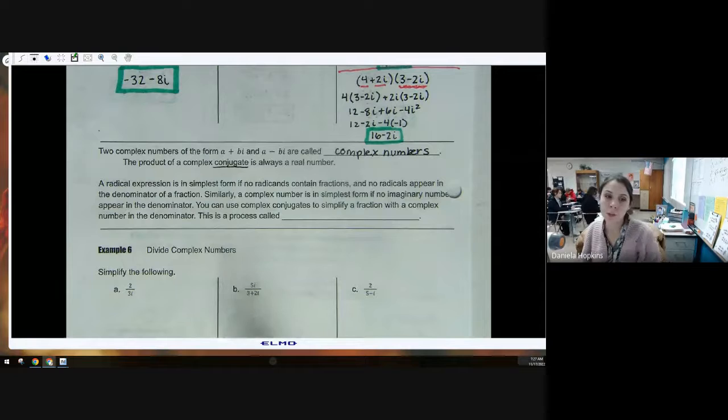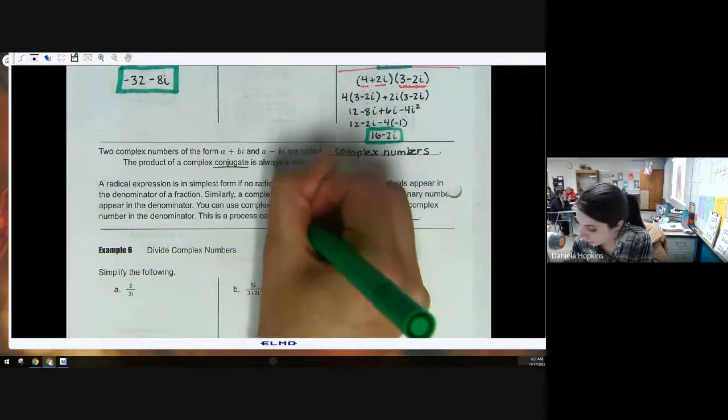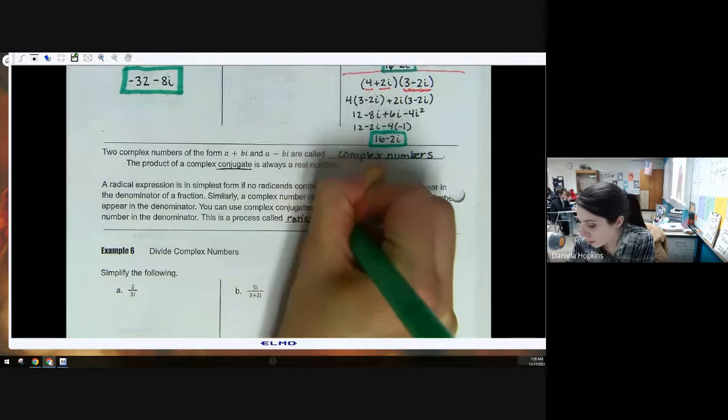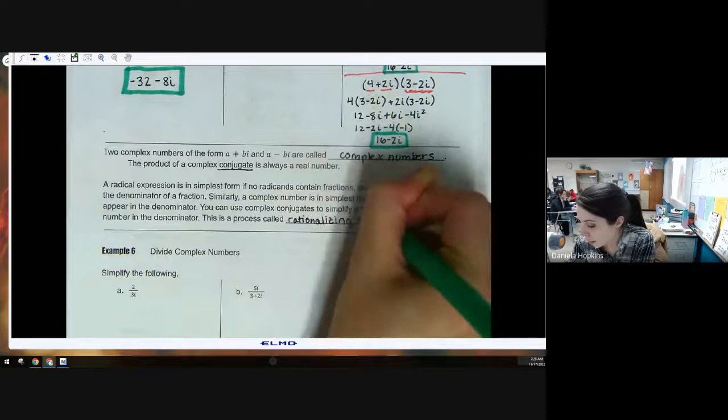So a radical expression is in simplest form if no radicands, meaning the square root, contain fractions and no radicals appear in the denominator of a fraction. Similarly, a complex number is in simplest form if no imaginary numbers appear in the denominator. You can use complex conjugates to simplify a fraction with a complex number in the denominator. This process is called rationalizing the denominator.